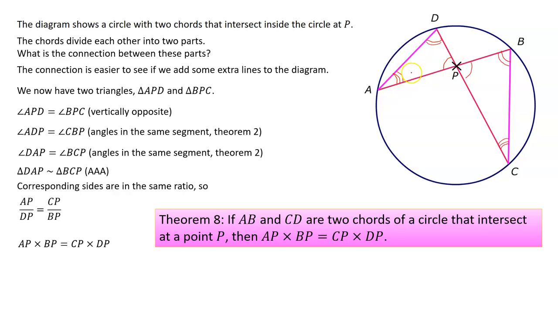So the product of the two parts of the chords are equal. Notice each edge has got P involved, so it's all the different letters and how far away they are from P.